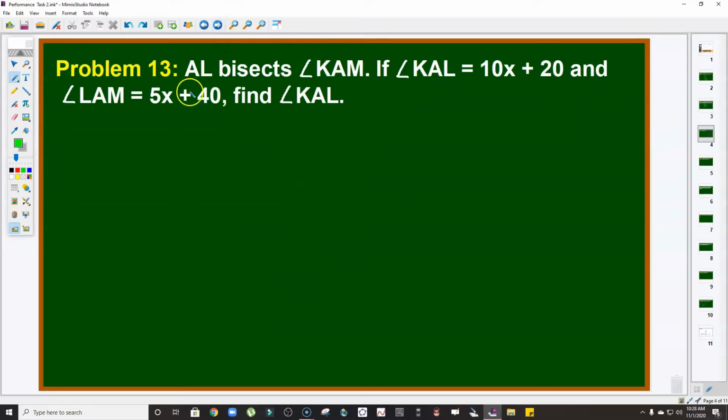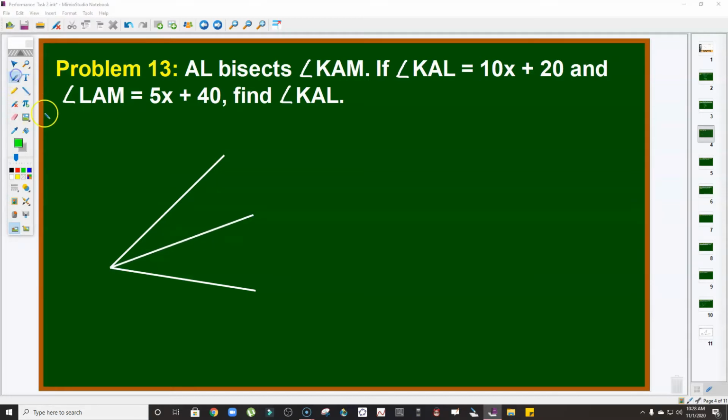Next. Problem number 13. AL bisects angle KAM. If angle KAL equals 10x plus 20 and angle LAM equals 5x plus 40, find the angle KAL. Let's illustrate that. We have an angle bisector, so let me draw an angle first. Suppose this one. The figure is not drawn to scale, by the way. There you go.